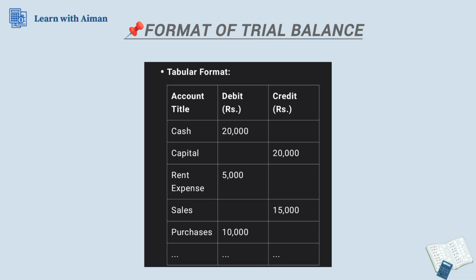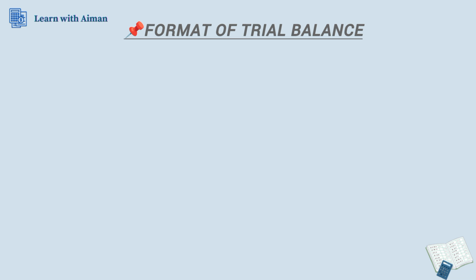So we take cash, capital, rent expenses, sales and purchases just to show you. Those accounts whose balance is debit go to the debit column, and those whose balance is credit go to the credit column. The amount of the accounts with a debit balance goes to the debit column, and the amount of the accounts with a credit balance goes to the credit column in this table.